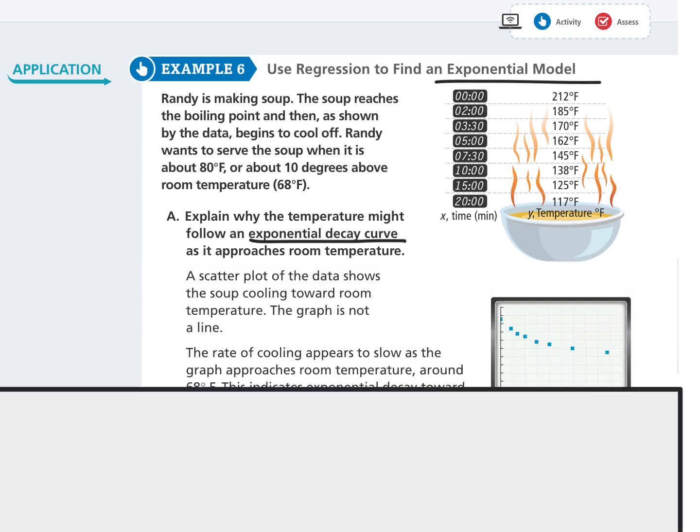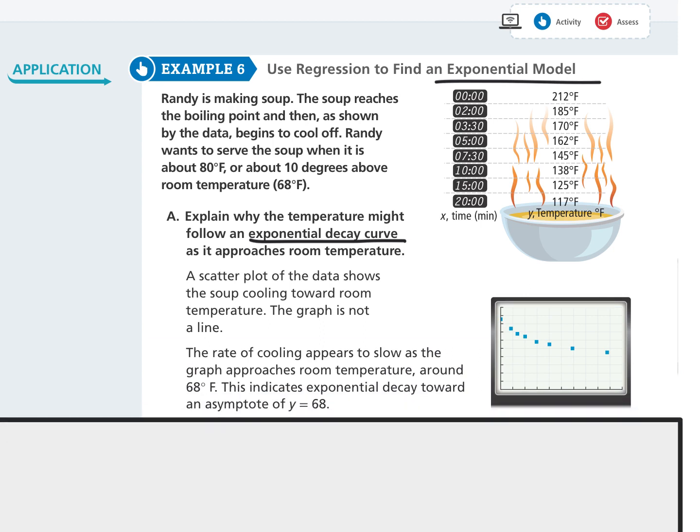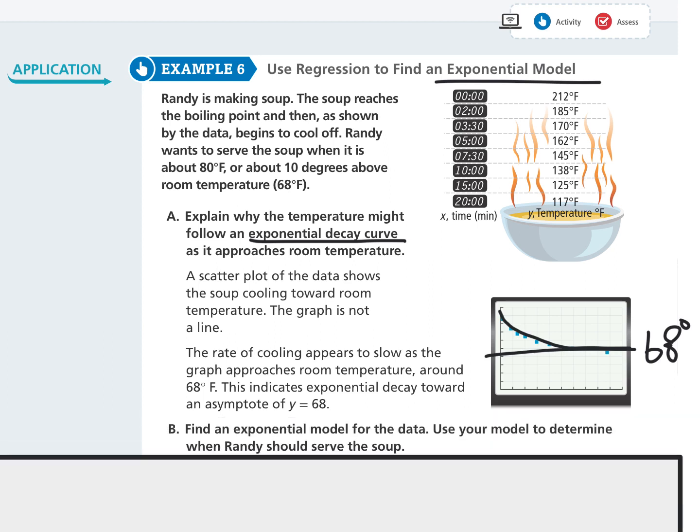All right, so the first part, you already know how to do this. This is just me saying what we just said, that as this cools down, we're going to be approaching room temperature, which is going to be at 68 degrees. So we're looking for exponential decay here.